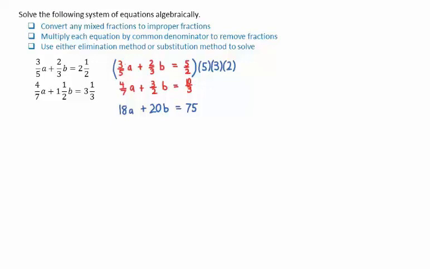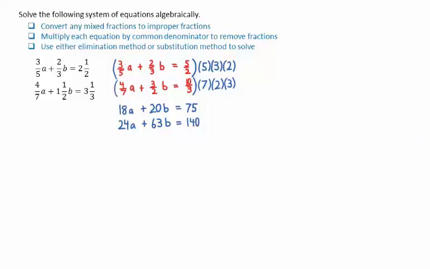For the second equation, multiply everything by 7, 2, and 3. For the first term, the 7's cancel, resulting in 24a. For the second term, the 2's cancel, resulting in 63b. And for the third term, the 3's cancel, resulting in 140.